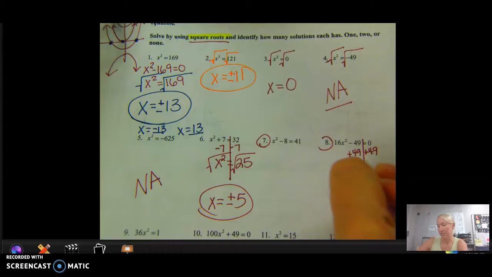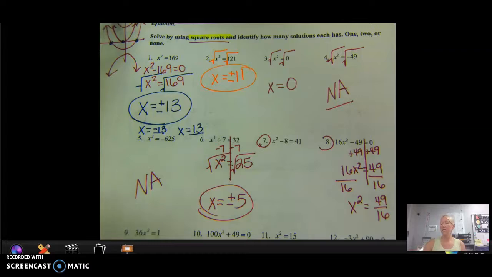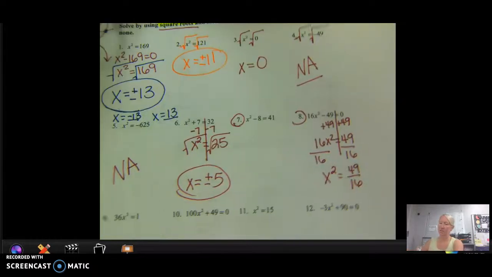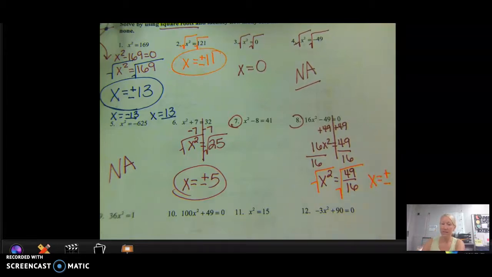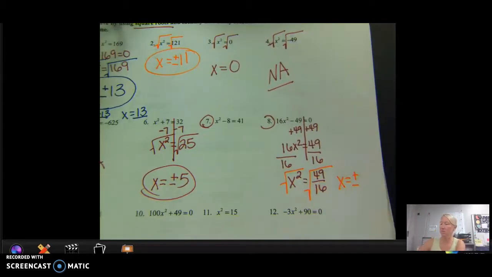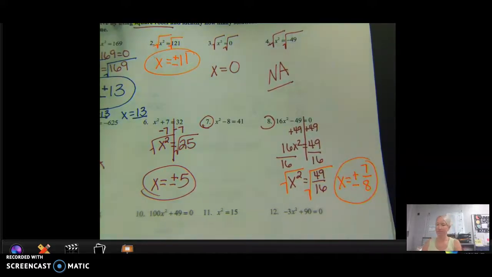So I get 16x squared equals 49. I'm going to divide by 16, divide by 16. So now I have x squared equals 49 over 16. Do not turn that into a decimal. Leave it like that for now. Last step is to get that x squared down to just an x. So I'm going to square root, x equals positive and negative. These are like the ones on the front. What is the square root of 49? It is 7. What is the square root of 16? It is 4. That is your answer.